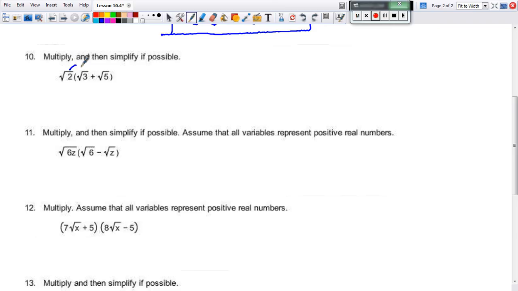Okay, for multiplying, you don't touch the radical. You just multiply the inside. So 2 times 3 is 6, plus, don't touch the radical, 2 times 5 is 10, and that doesn't simplify.